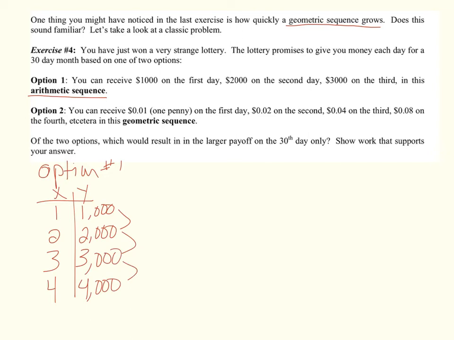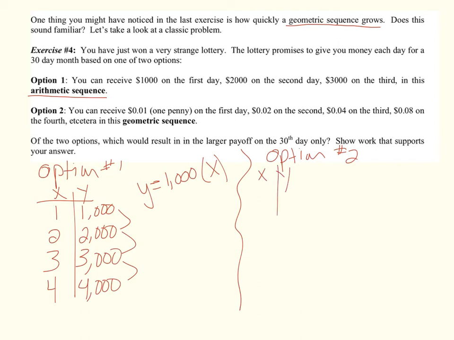So I can write a formula that says y equals $1,000 times my x, whatever x may be. Okay? So that's the formula for option number 1. Option number 2 says you could receive 1 penny for the first day, 2 pennies for the second day, 4 pennies for the third day, 8 cents on the fourth day, etc. That's a geometric sequence. So if I did a quick table on that, what would that look like?